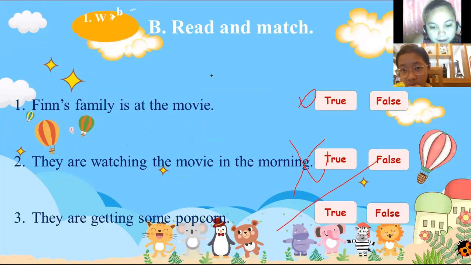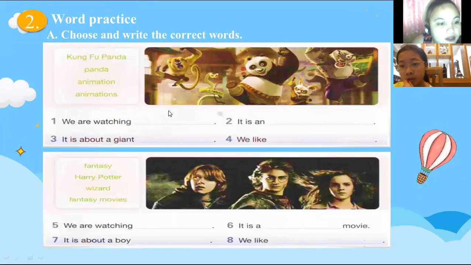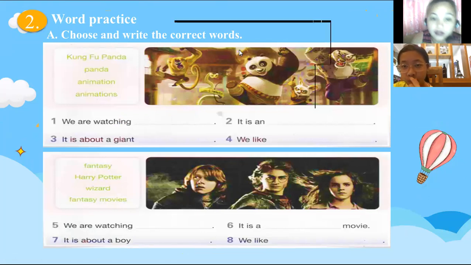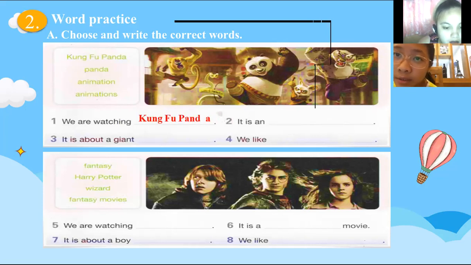Okay, now let's go to letter A activity. Word practice, letter A. Choose and write the correct words. Okay, so you don't have to write. You just have to choose your answers. Kung Fu Panda, Panda, Animation, and Animations. Okay, so number one, read and answer. We are watching Kung Fu Panda. Kung Fu Panda.